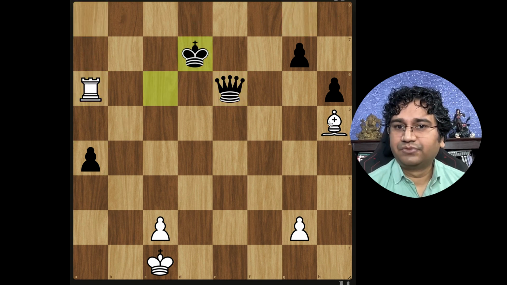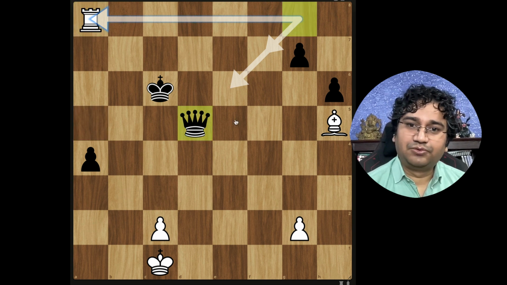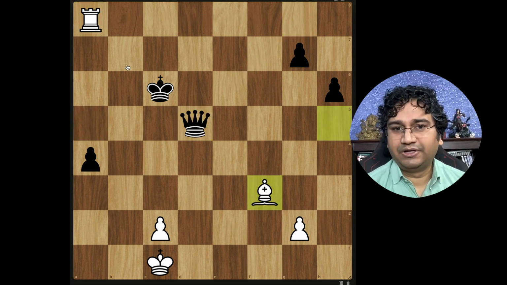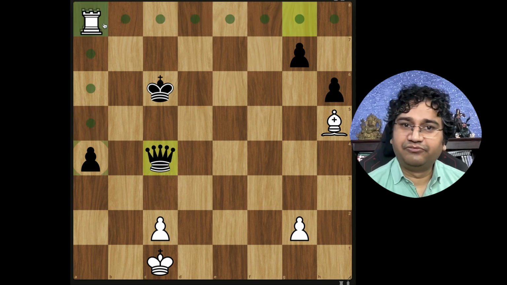Simple. Attack, it moves away. It cannot go there also. Now where else can it go? It goes here. It's a blunder. We get the queen again. So where else can it go? It goes here. No problem. We get the queen again.